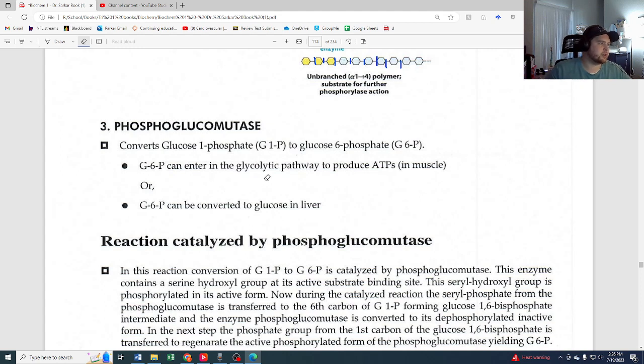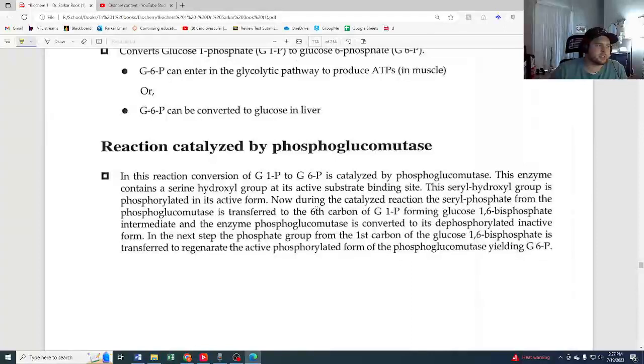Now, phosphoglucomutase. Its job is to convert glucose 1-phosphate to glucose 6-phosphate. Remember, glucose 6-phosphate is typically what we put into glycolysis, as well as what we then need to dephosphorylate in order to have it leave the liver. So the G6-phosphate can enter the glycolytic pathway to produce ATP in the muscle, or it can be converted back to regular plain glucose in the liver to be sent up to the rest of the body.